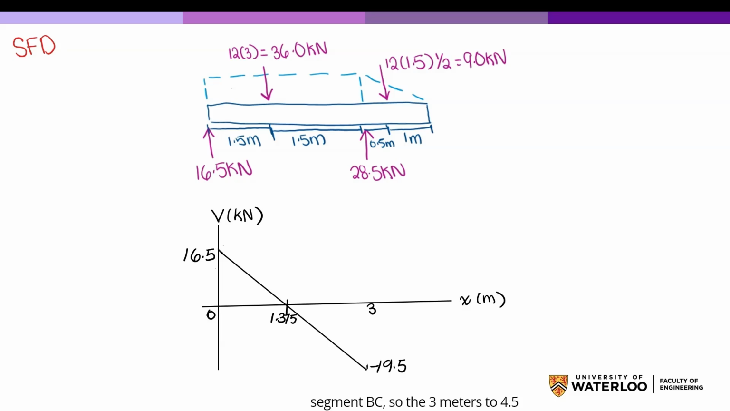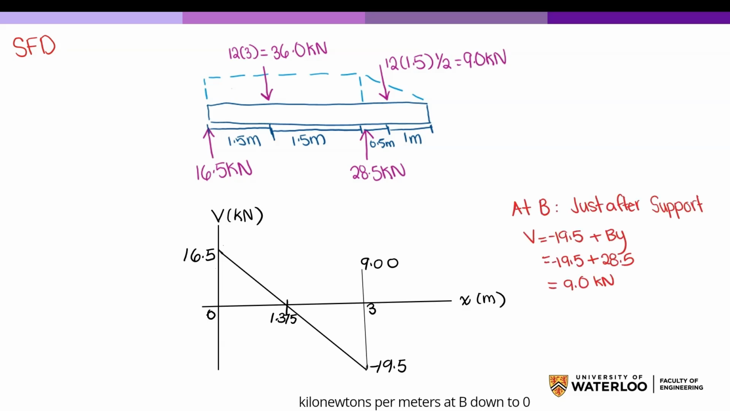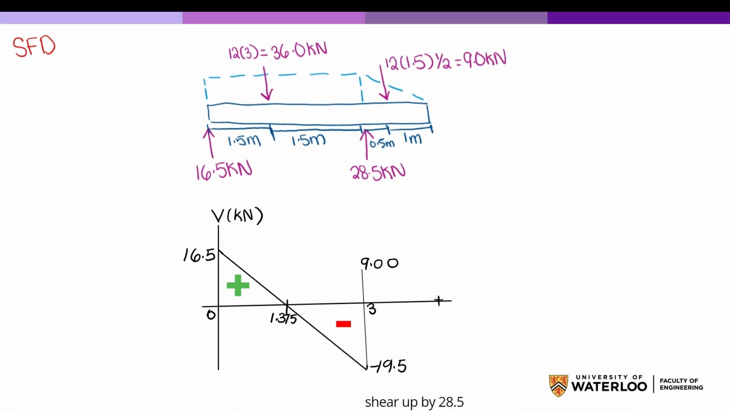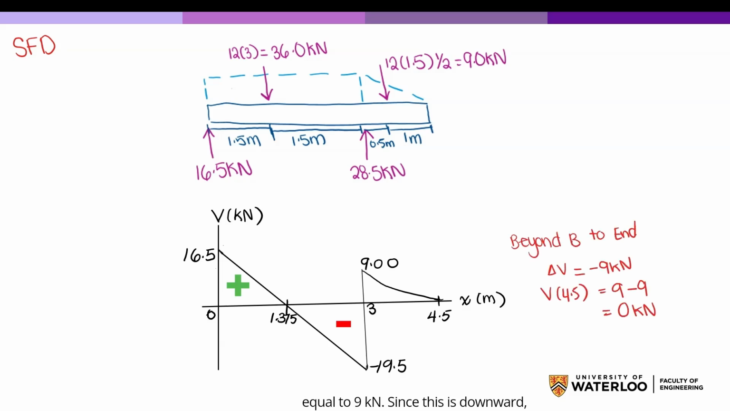Next we have segment BC, so 3 meters to 4.5 meters. This segment has a triangularly distributed load, going from 12 kilonewtons per meter at B down to 0 kilonewtons per meter at the free end. So let's analyze this carefully. At B, the shear force is equal to 9 kilonewtons. This is because support B jumps the shear up by 28.5 kilonewtons. So the shear force changed. The triangular load area is equal to 9 kilonewtons. Since this is downward, the change in the shear force is equal to negative 9 kilonewtons. So at the free end, the shear force is equal to 0 kilonewtons.